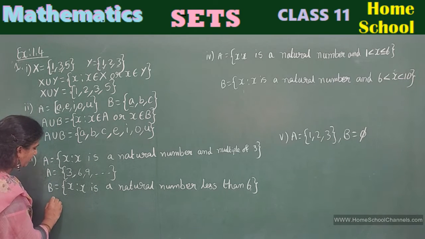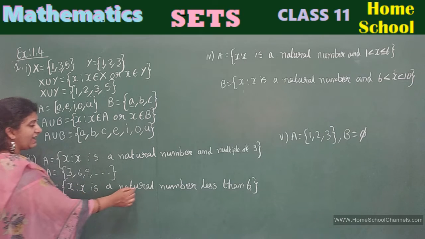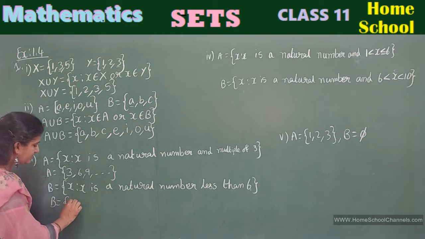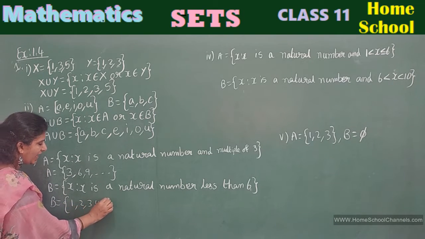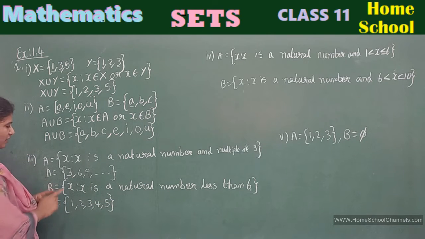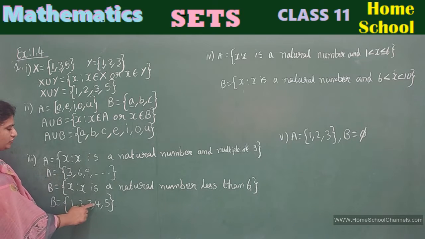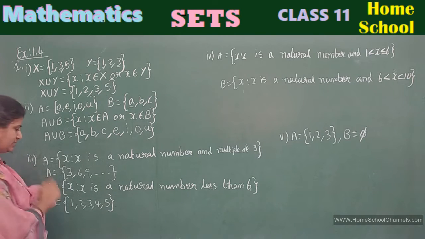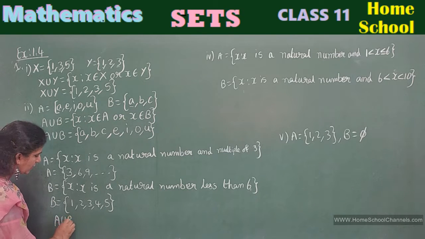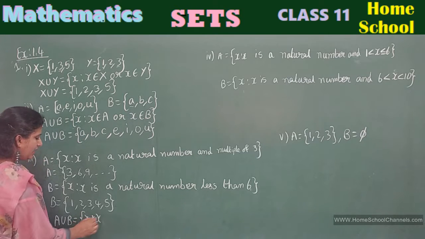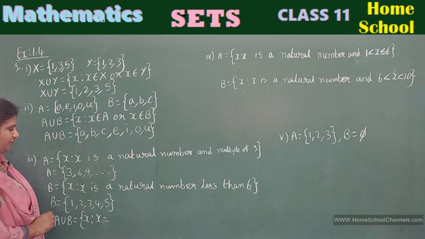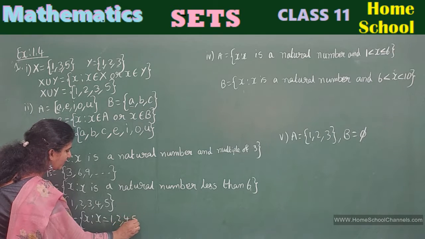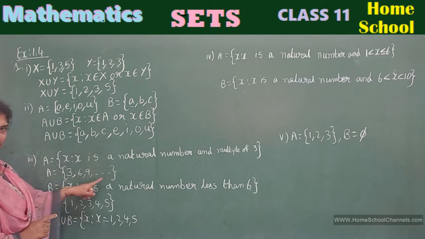Right? Next, coming to B. Set of all X such that X is a natural number less than 6. It is very simple. Natural numbers less than 6 means 1, 2, 3, 4, 5. 6 won't be there. Now, observe these two. 1, 2, 3, 4, 5, 3, 6, 9, and so on. How can I write this union? See here, A union B is equal to X such that X is equal to 1, 2, 4, 5. I did not use 3 because 3 is there in this.